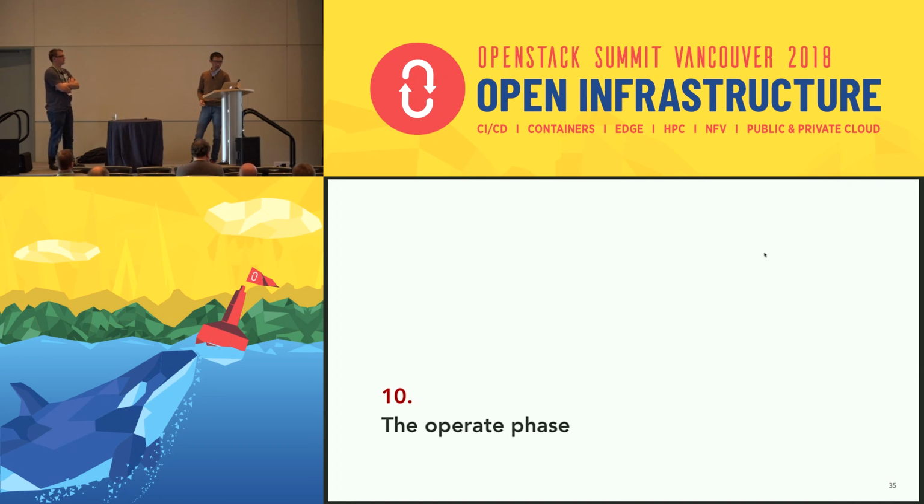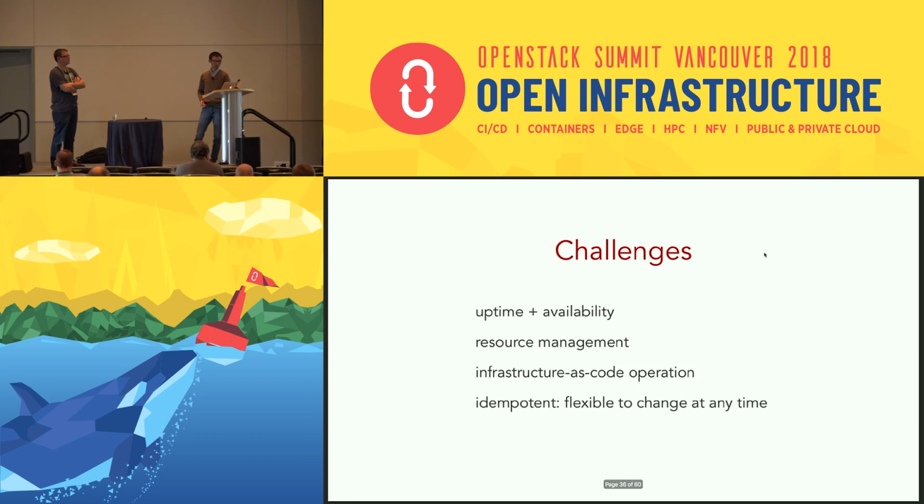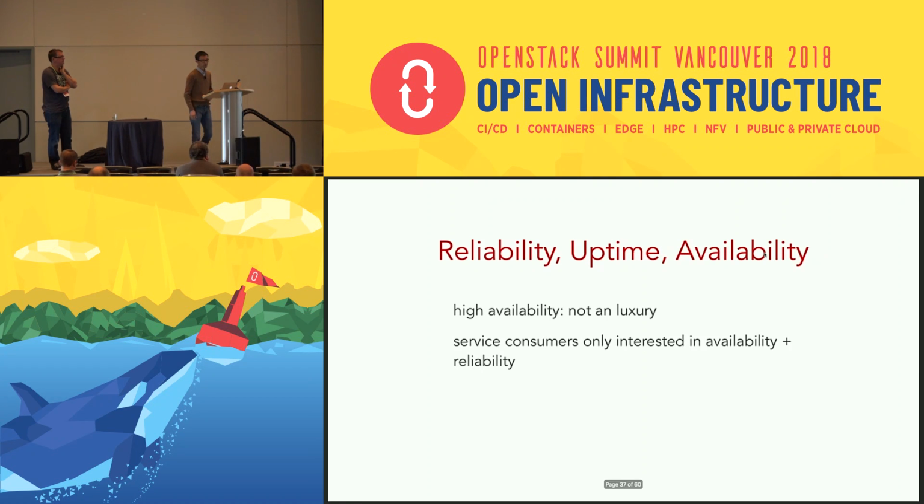So now if we turn to look at the operate phase, you have a number of challenges around uptime, availability, resource management. How do you operate a system in an infrastructure as code model so that you can change it at any moment in time? In relation to reliability, uptime, availability, this thing isn't a toy. So HA is not a luxury.